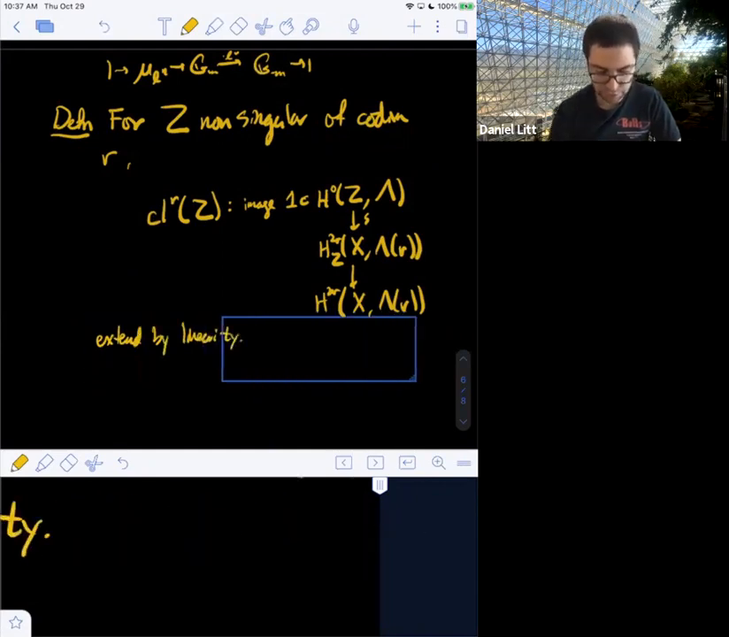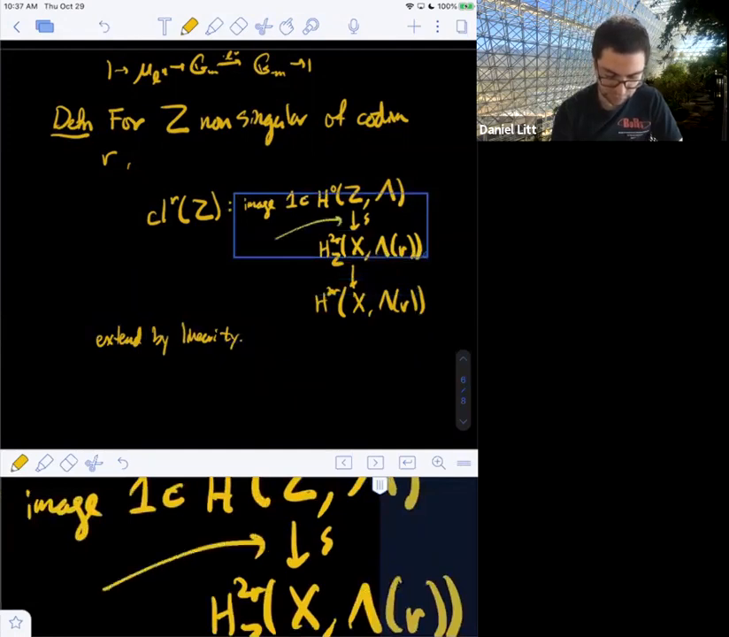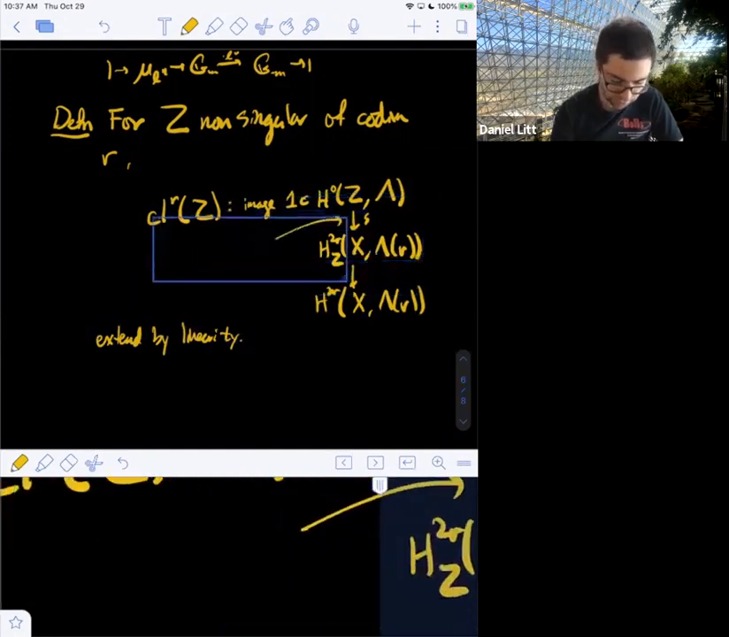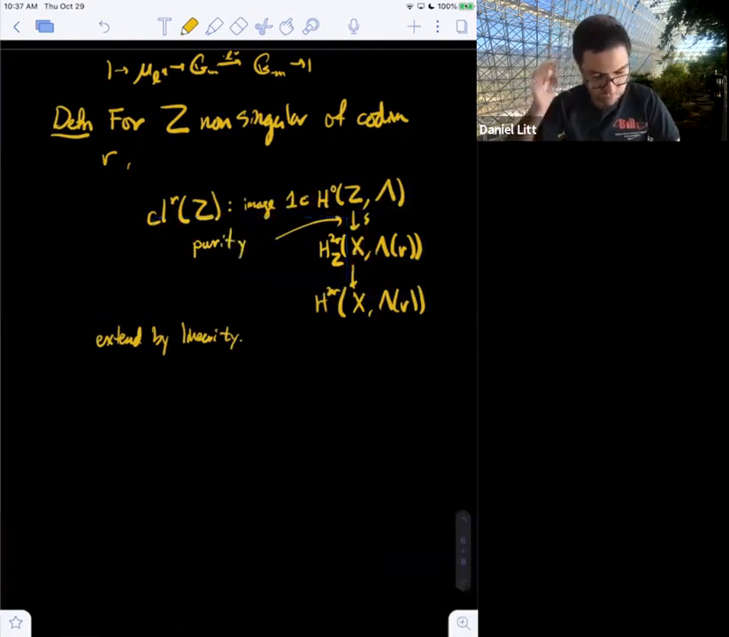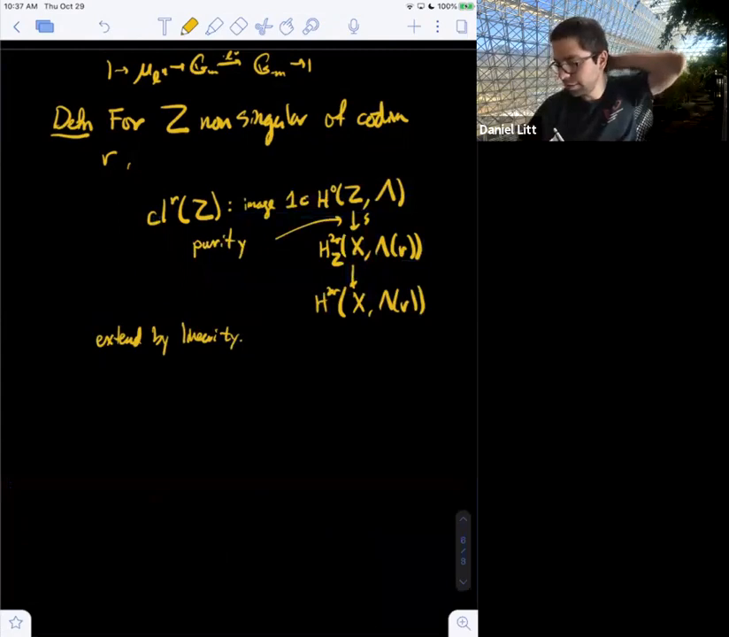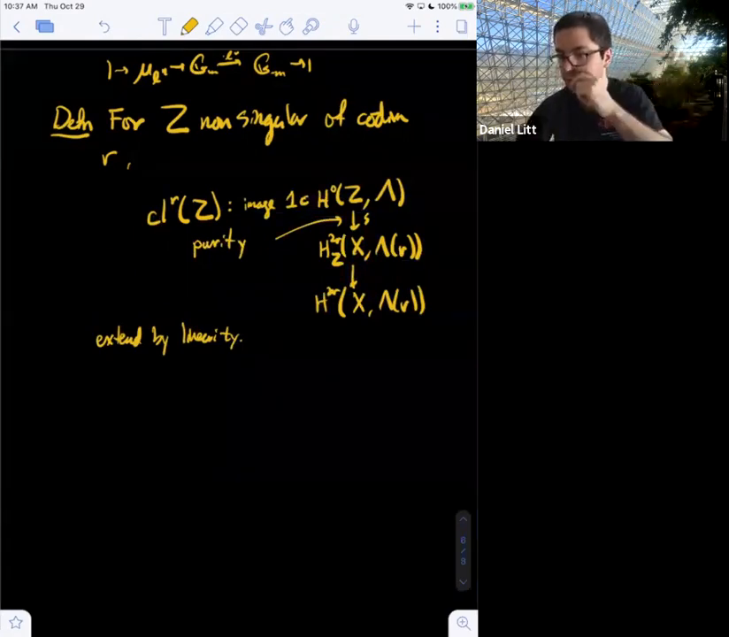All right. So here this isomorphism was the key input. This is purity. Are there any questions about that?